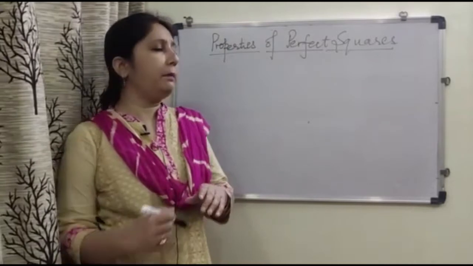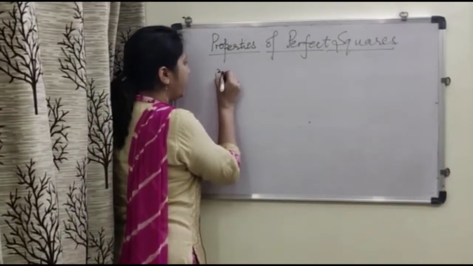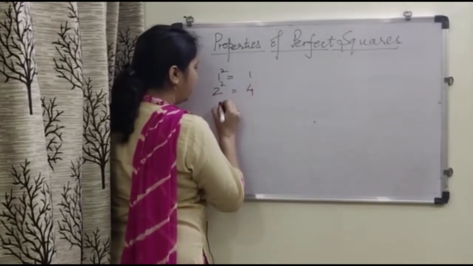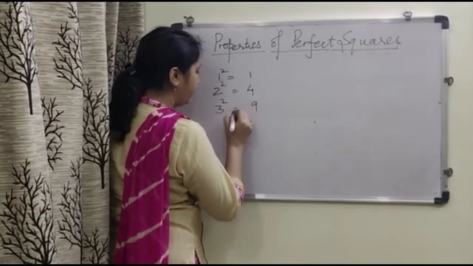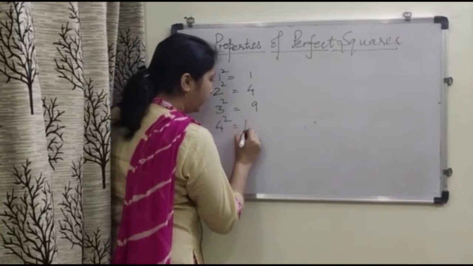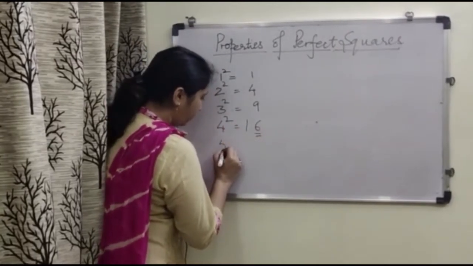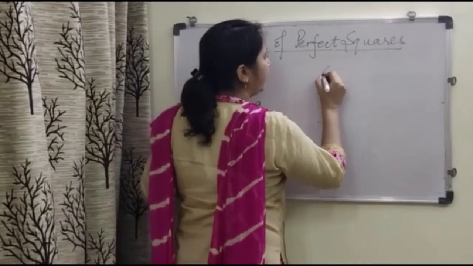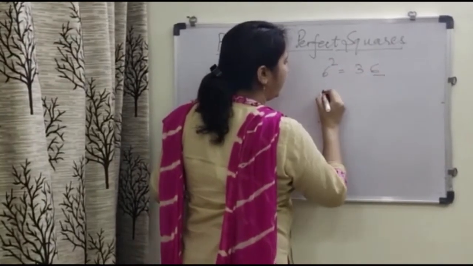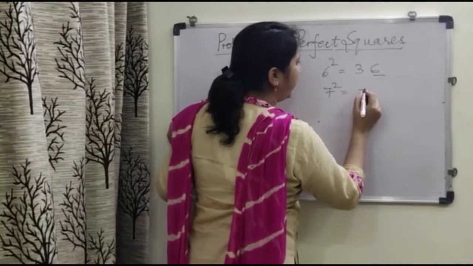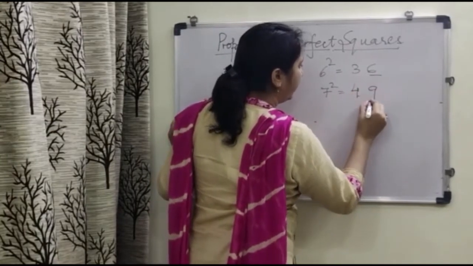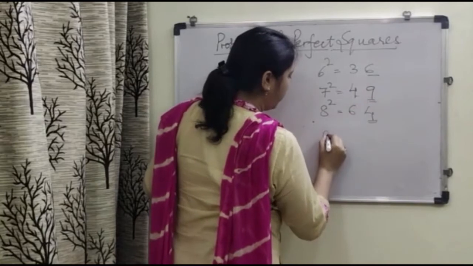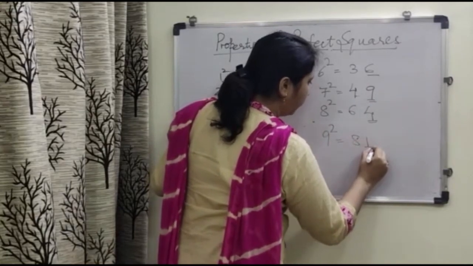If you recall that table, we have done the square of 1 ends with 1, square of 2 is 4, square of 3 is 9, whereas square of 4 is 16 ending with 6, square of 5 is 25 ending with 5, square of 6 ending with 6, square of 7 ends with 9, square of 8 ends with 4 again, and the square of 9, you see children, ends with 1.